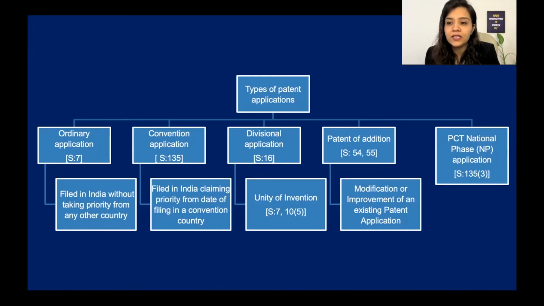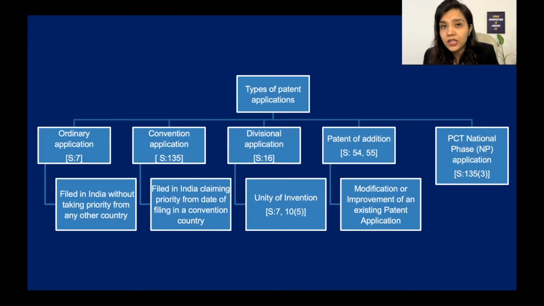And next we have the PCT National Phase application, which is also mentioned under section 135. So what is a PCT National Phase application? We had the convention application where the Paris Convention was the treaty. For PCT, the Patent Cooperation Treaty is there, which is managed by the World Intellectual Property Organization, WIPO. So whenever a patent application is filed under the PCT route, where we take India as one of the designated countries, then that application will be called a PCT National Phase application.